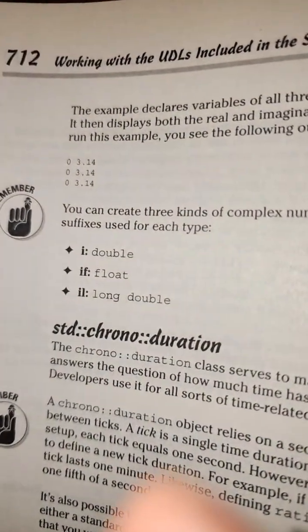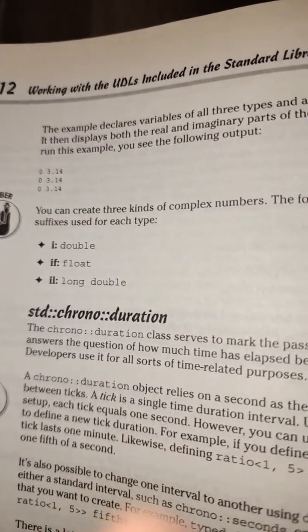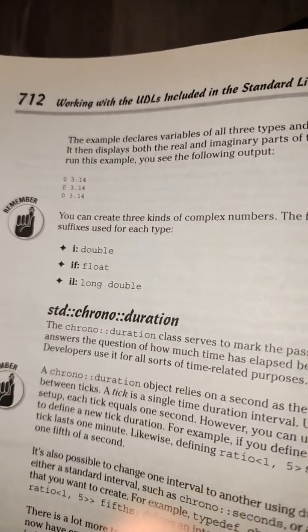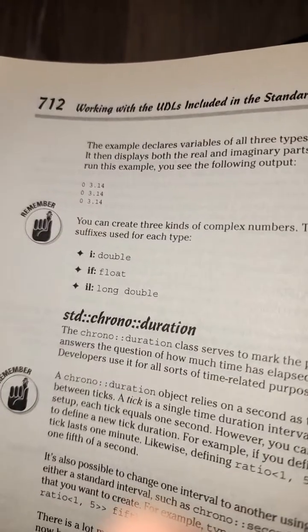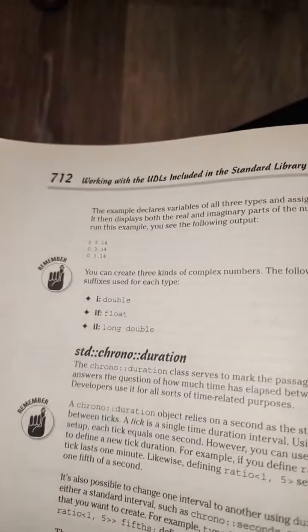Okay. 0, 3.14, 0, 3.14, 0, 3.14. Remember, you can create three kinds of complex numbers. The following list shows the suffixes used for each type. I for double, IF for float, IL for long double. Okay, that is it for reading time for today.